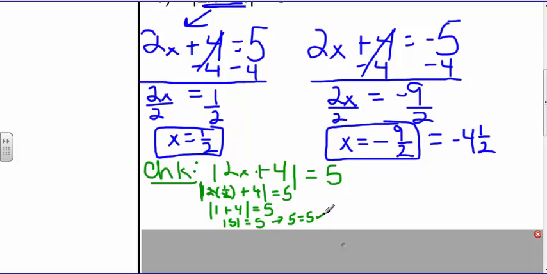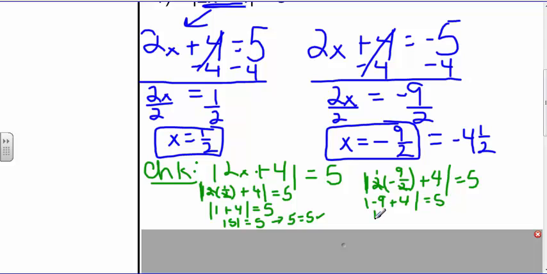Now we check our other solution. Absolute value 2 times negative 9 over 2 plus 4 equals 5, using the exact same original equation to check your second solution. So 2 goes into 2 once, 1 times negative 9, so we've got absolute value negative 9 plus 4, absolute value equals 5.